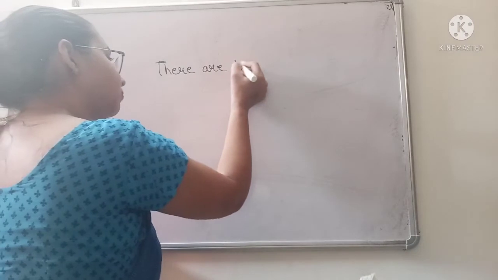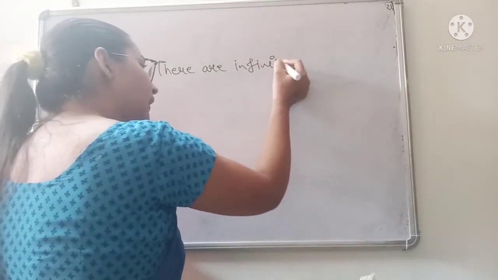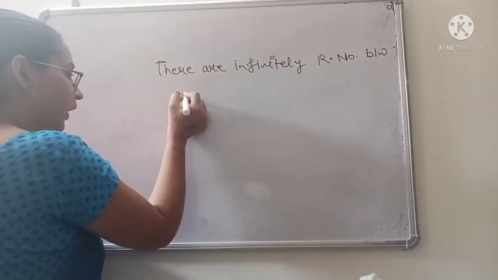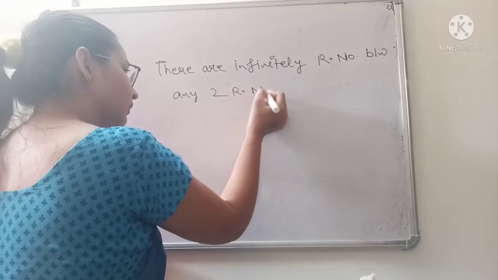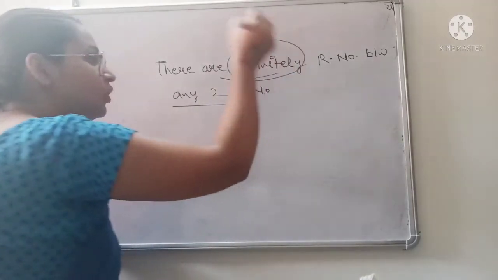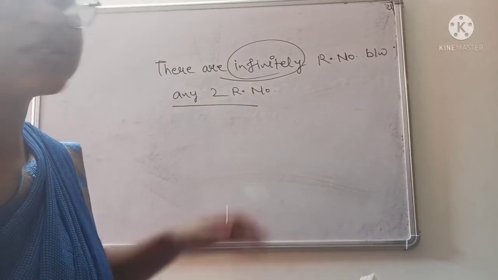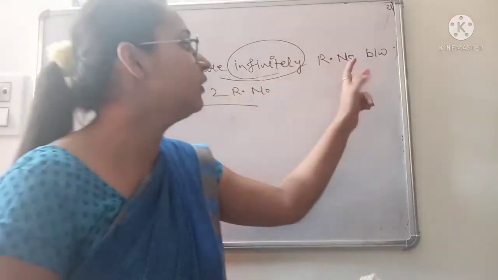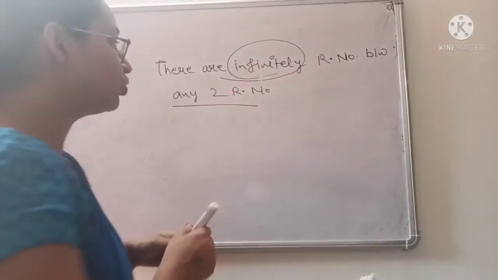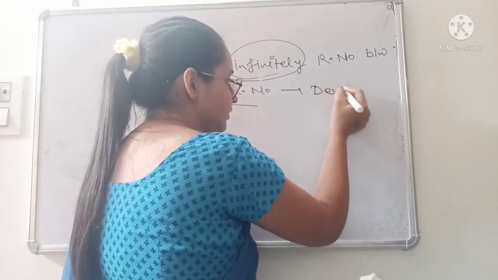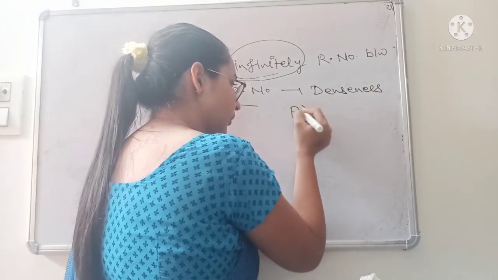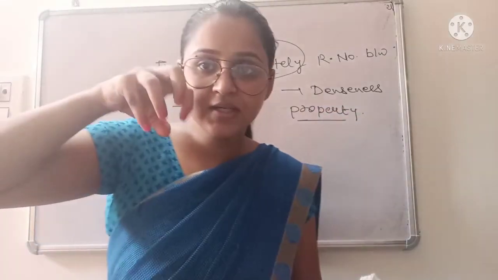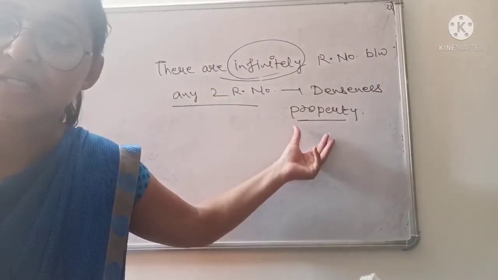It means the result will be: there are infinitely many rational numbers between any two rational numbers. Why? Because we are able to find many more rational numbers, so we can generalize the result that there are infinitely many rational numbers between any two rational numbers, and this property is known as the denseness property. Denseness means there is a dense collection of rational numbers. That's why it is known as the denseness property.